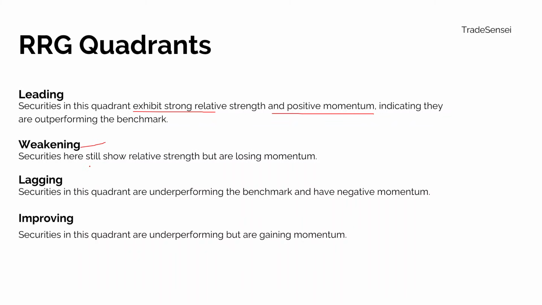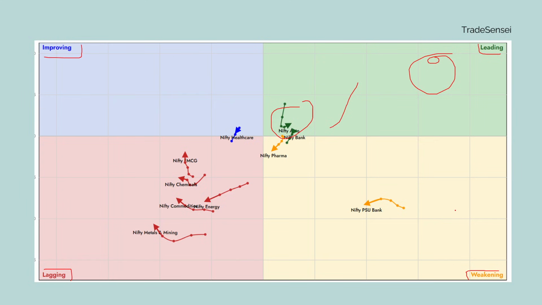Then we have the second quadrant, that is the weakening. Securities here still show relative strength but are losing momentum. Now coming to this quadrant that is below the top one, we have those indices or industries or stocks which are still relatively better as compared to the benchmark, but they are losing momentum. That means, let's say the index has moved 5% and the stock has moved 10%, but going forward the index has started moving faster, while the momentum at which the stock was moving is going down. So the basic meaning of a stock or a sector being in the weakening quadrant is that there's still a relative strength, but it has lost the momentum.